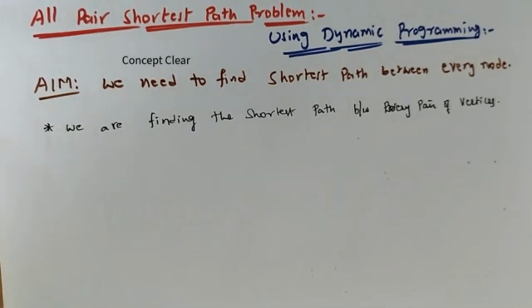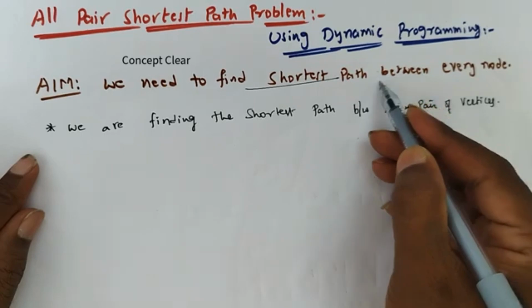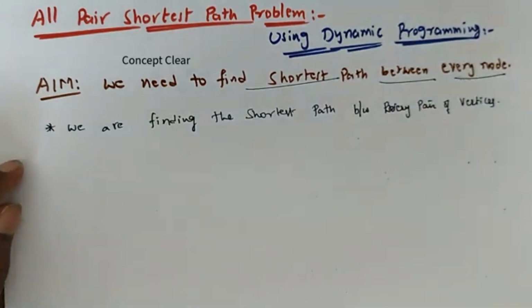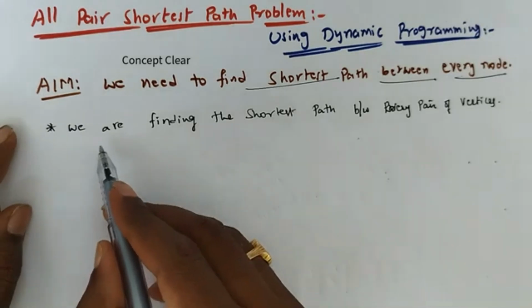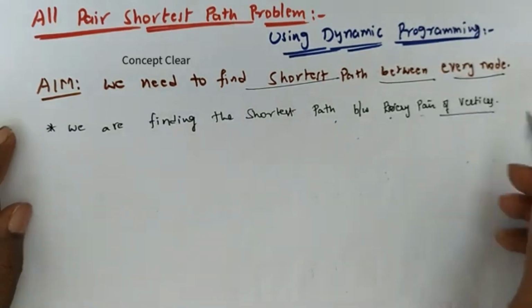In today's video, I will explain the all pair shortest path problem using dynamic programming, in the subject of design and analysis of algorithms. Now what is the all pair shortest path problem? Here our main aim is to find the shortest path between every node. Here we are finding the shortest path between each and every pair of vertices.